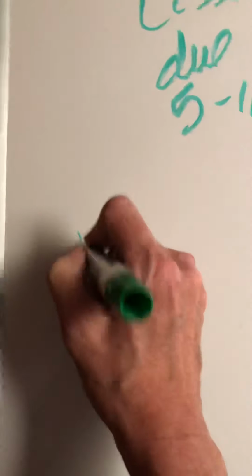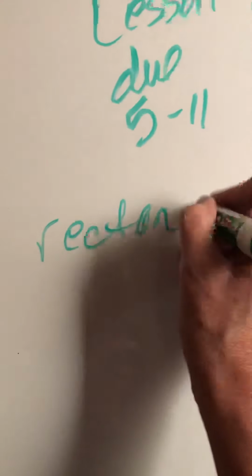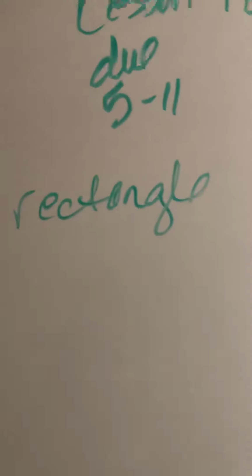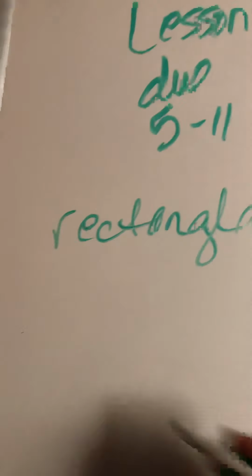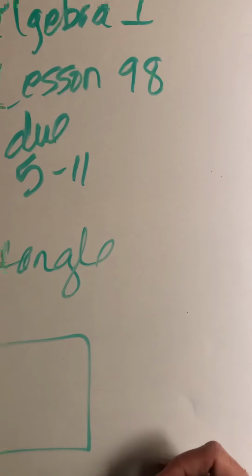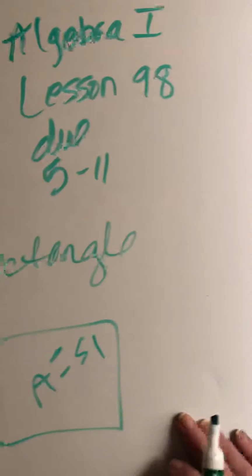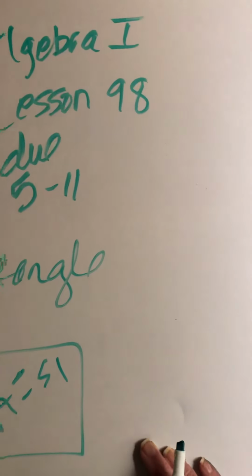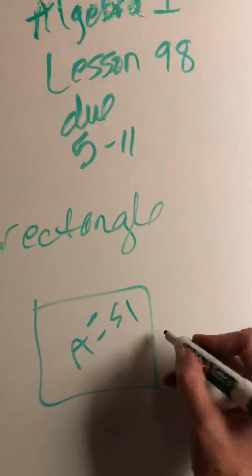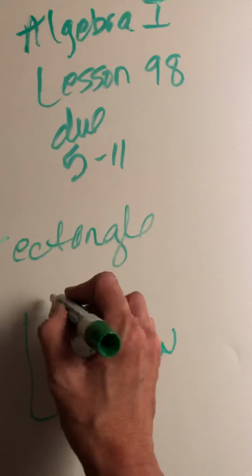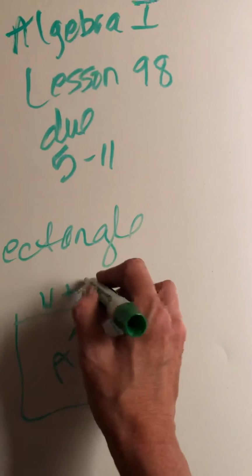Okay, then you're going to have some rectangle problems. Rectangular yard, rectangular flower bed. So we've got a rectangle, and on this rectangle the area is 51. The length is 14 yards more than the width. So here's my width. The length is 14 more yards than the width.